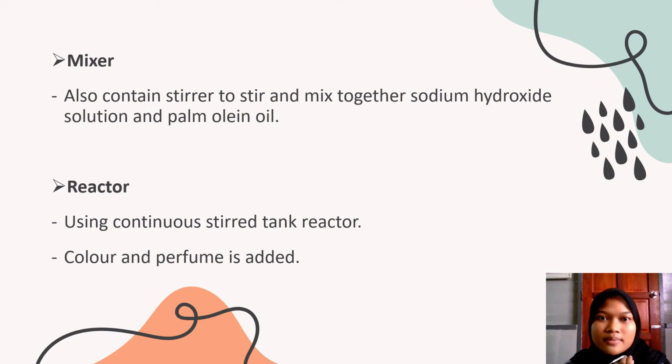The third equipment is the mixer. The mixer also contains a stirrer to stir and mix together sodium hydroxide solution and palm olein oil. And then the next equipment is the reactor, and the reactor used is a continuous stirred tank reactor or CSTR. In this reactor, the color and perfume are also added to give the soap color and a nice smell.